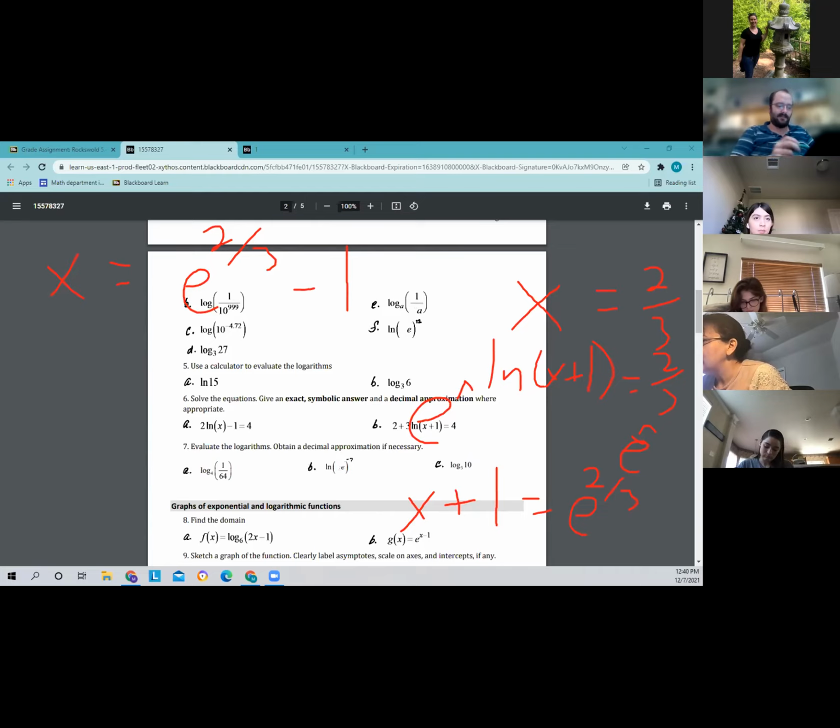Questions about this thing? So the 2/3 needs to be an exponent, right? Yes, this should be the exponent on that e. I know I was doing x, but this really should be x plus 1, right?